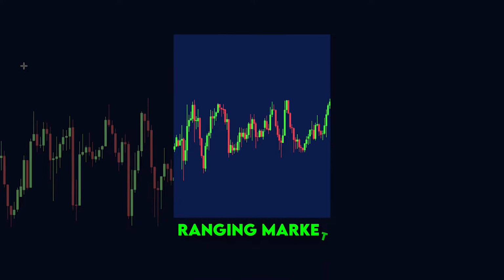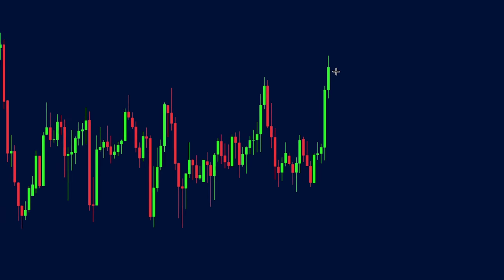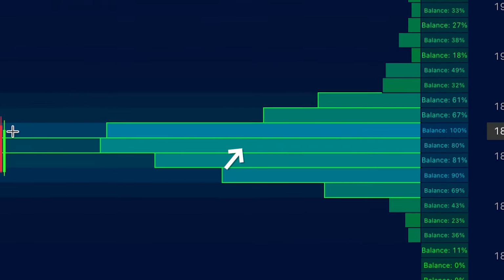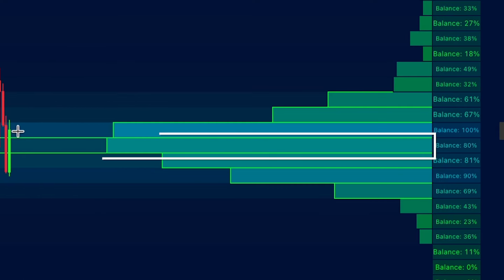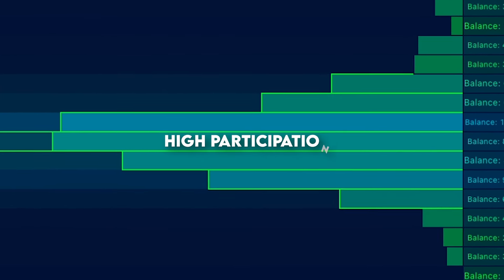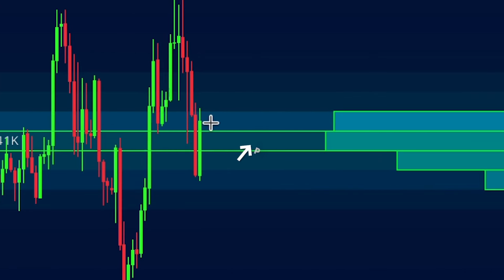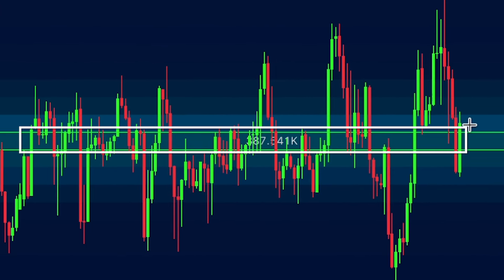For ranging markets, high balance POC becomes your rotation anchor. This is where most traders blow up. They try to trade breakouts during consolidation and get chopped to pieces. But the balanced delta volume profile shows you exactly where to trade instead. You want to look for thick, bright bars in the profile. These represent high participation at balanced prices. The thickest bar is your point of control, automatically highlighted by the indicator. This POC marks the most influential price level in the current range.